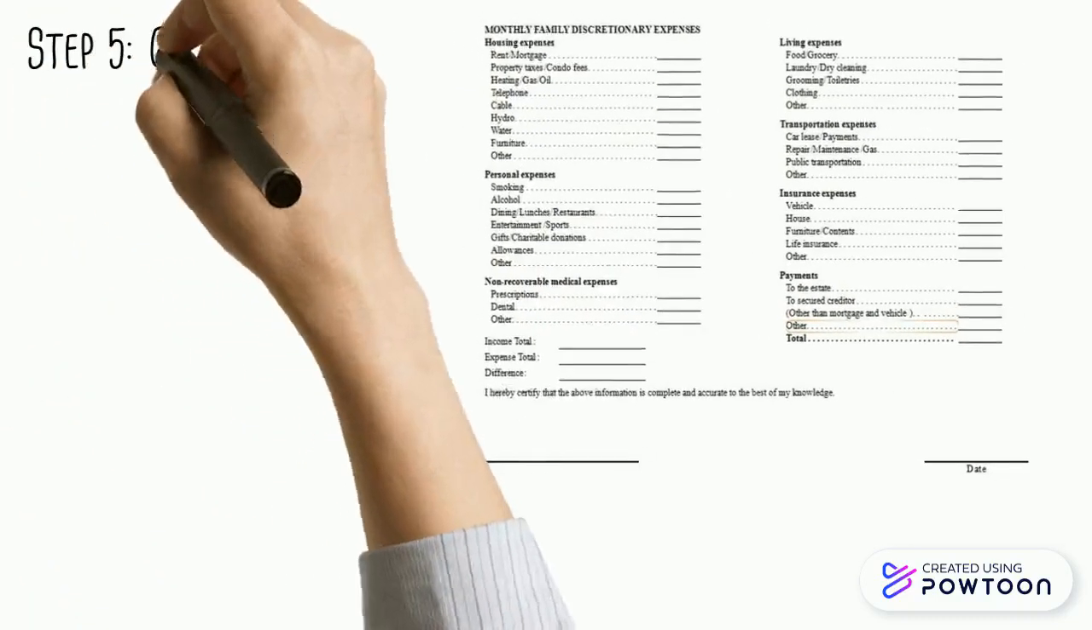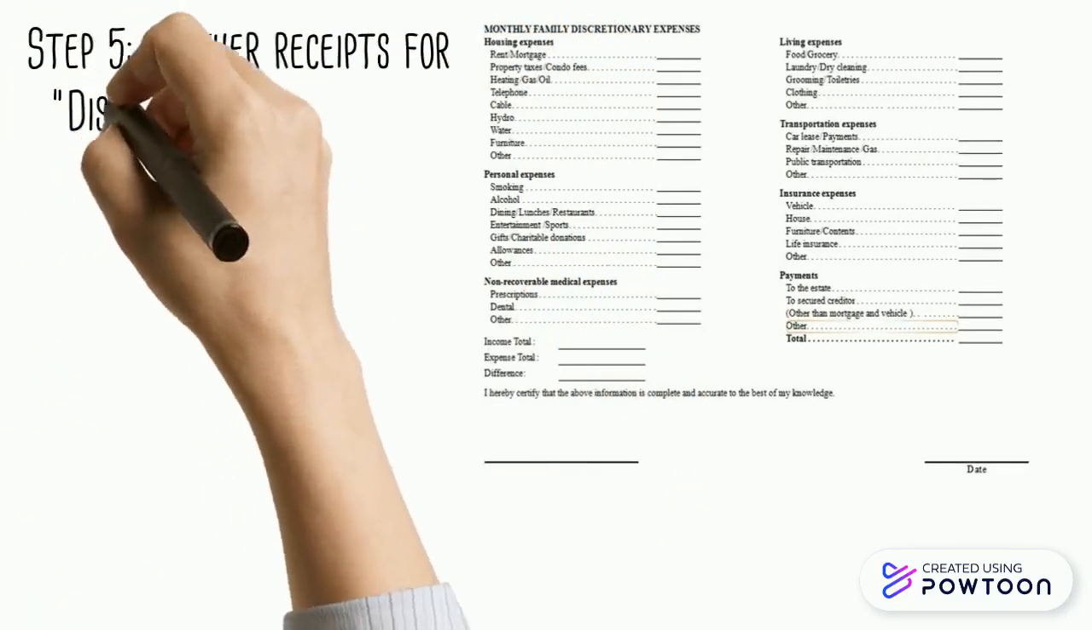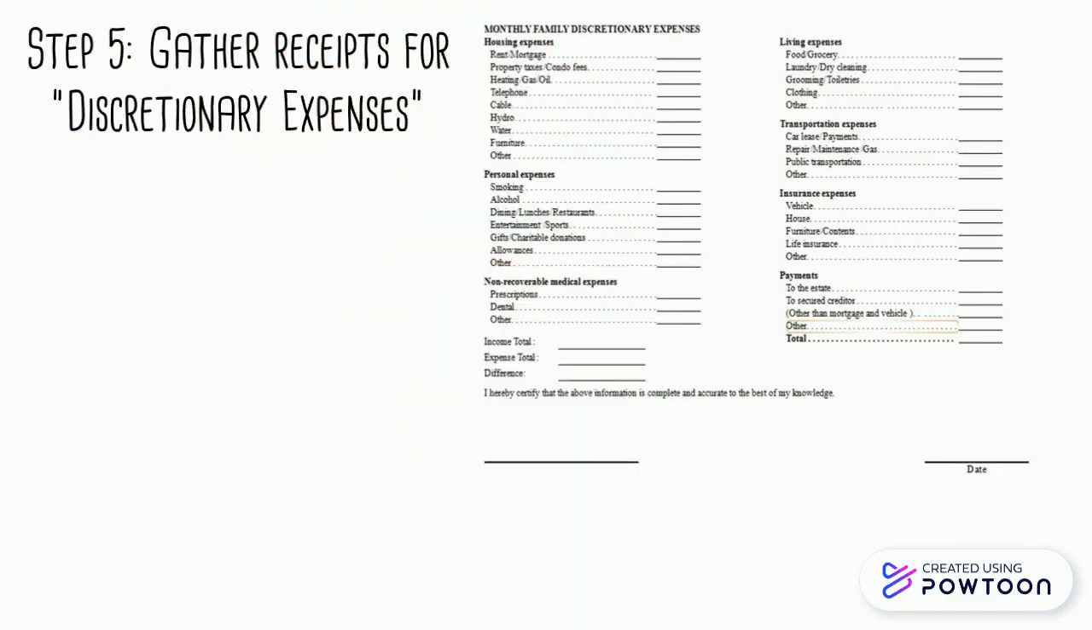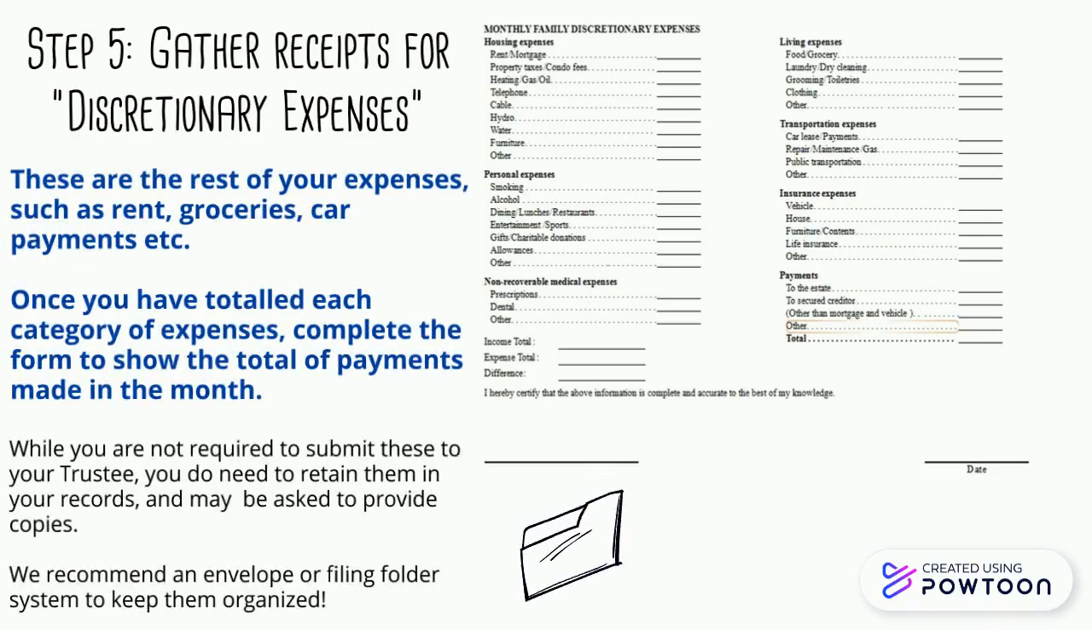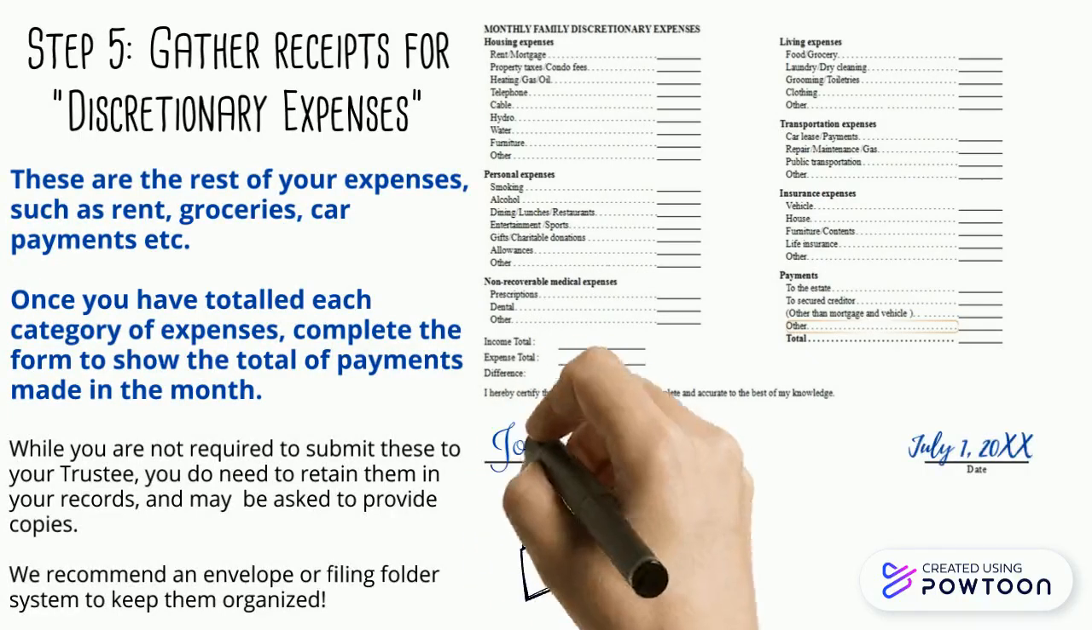The bottom section of the form is a summary of all other expenses in the month. If you have an expense for which there's not a line, feel free to cross off a line you don't need and write in the name of your expense. Your trustee does not require you to submit these receipts but can ask to see them, so be sure to keep them available. Don't forget to sign and date the form.